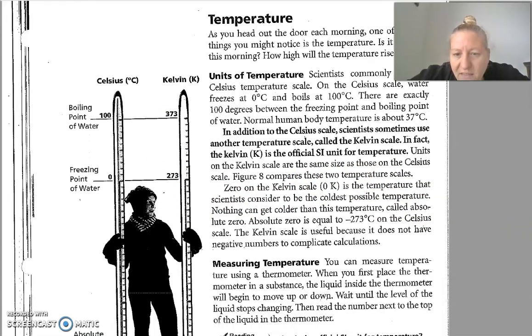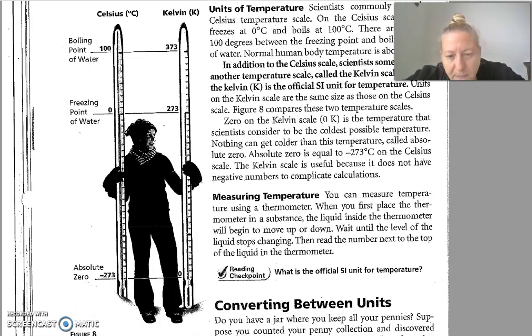0 on the Kelvin scale, 0 K, is the temperature that scientists consider to be the coldest possible temperature. Nothing gets colder than this temperature, called absolute zero. Absolute zero is equal to negative 273 degrees Celsius on the Celsius scale. The Kelvin scale is useful because it does not have negative numbers to complicate calculations. This is why scientists use the Kelvin scale.